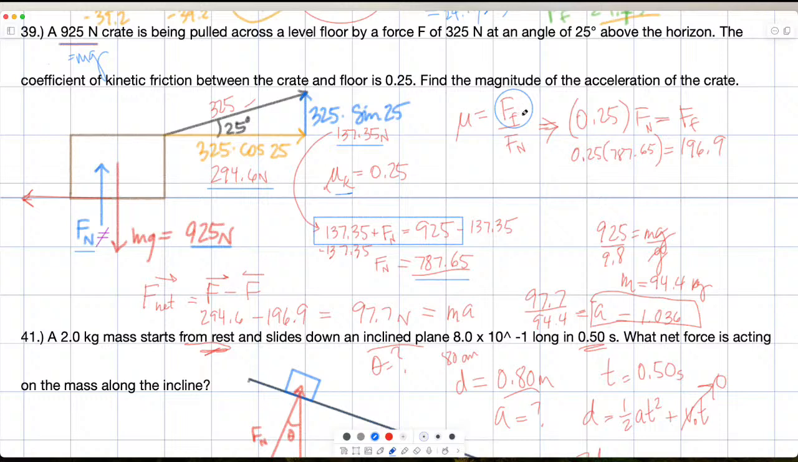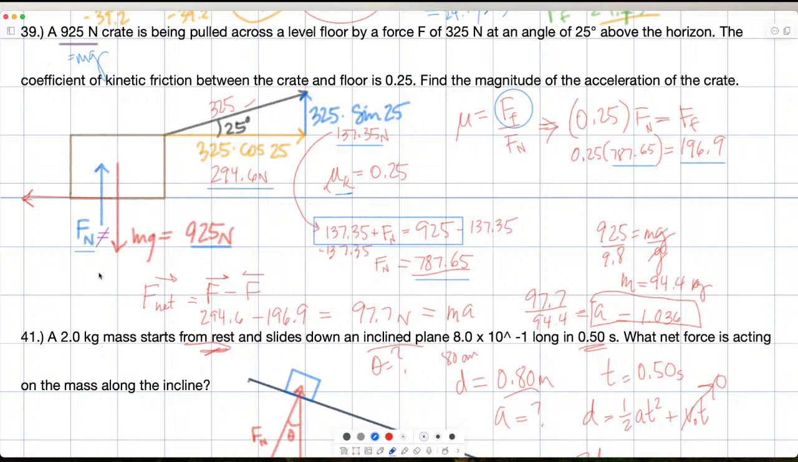Now we can kick it in up here. Wait, we don't need to know that. That's where we got 787.65. Sorry, that's what I meant. So 787.65 times 0.25 is equal to the friction force, which is 196.9.